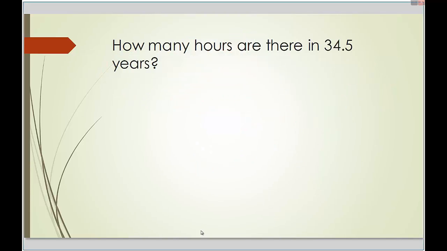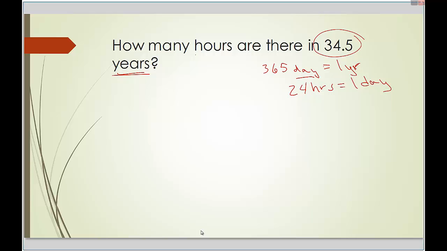Let's try another one. How many hours are there in 34.5 years? 34.5 years is going to be our starting number, so that's going to be the number over 1. We're going from years to hours, so we can break this down. We know that there are 365 days in 1 year. I realize that there's also 0.25, but I'm not going to worry about that. And then in each day, there are 24 hours. So now we can go from years to days and from days to hours.